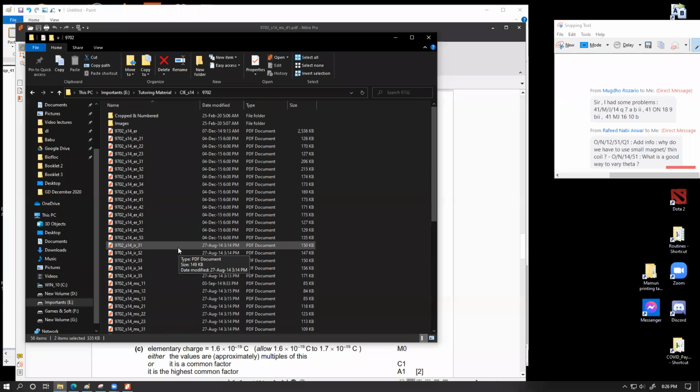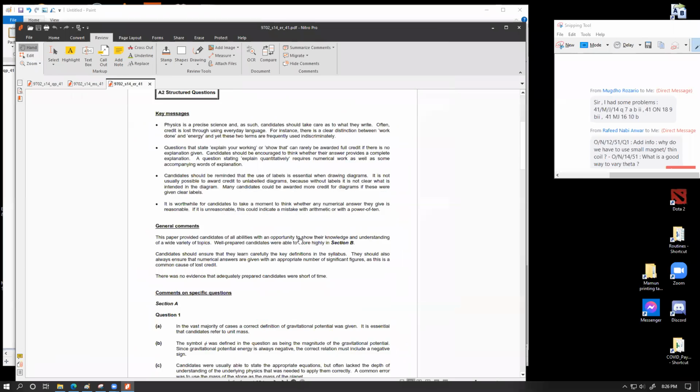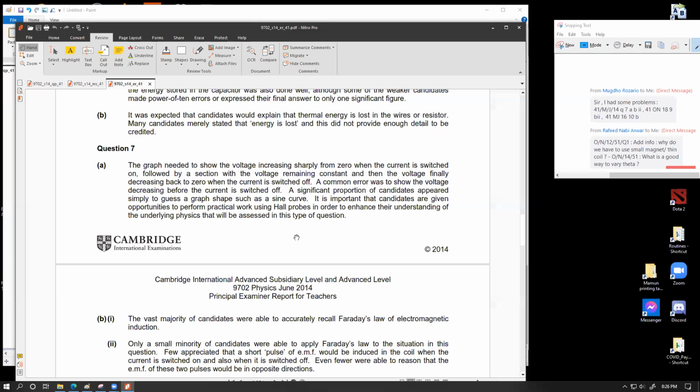I don't see any problem here, but let's have a look at the examiner's report to get a bit more insight. Maybe ER 41 question number 7. A, the graph needed to show the voltage increasing sharply from 0 when the current is switched on, followed by a section with the voltage remaining constant, and then the voltage finally decreasing back to 0 when the current is switched off. A common error was to show the voltage decreasing before the current is switched off. A significant portion of candidates appear simply to guess a graph shape such as a sine curve. It is important that candidates are given opportunities to perform practical work using Hall probes in order to enhance their understanding of the underlying physics that is assessed in this kind of question. Okay, makes sense.